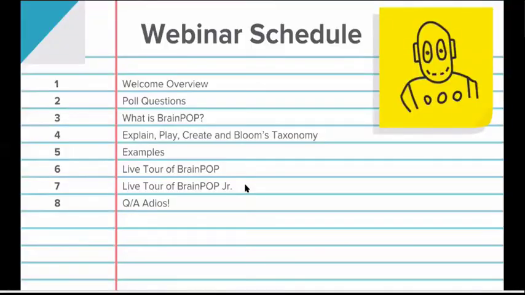There we go. All right, so here's the schedule for today. We'll do a quick overview of how Zoom works, which is this new platform that we're trying today for the first time. I have a few poll questions that I'll share with you in a minute. Then we'll talk generally about what BrainPOP is as a learning platform, and then the specific ideas behind Explain, Play, and Create in Bloom's taxonomy. Then we'll take some examples through the BrainPOP website and the BrainPOP Jr website. We'll take live tours, and then, of course, Q&A and audio. So we'll try to get this wrapped up in 45 minutes to make sure that you get time to play on your own before the end of the hour.